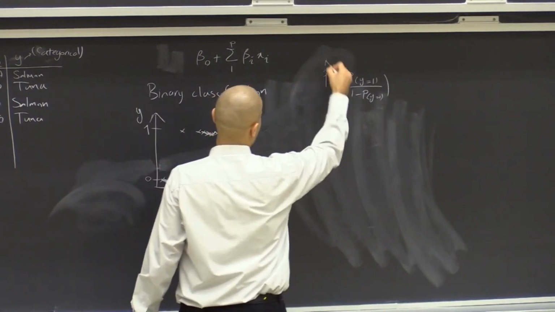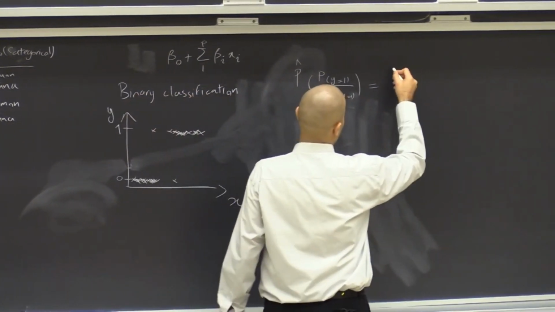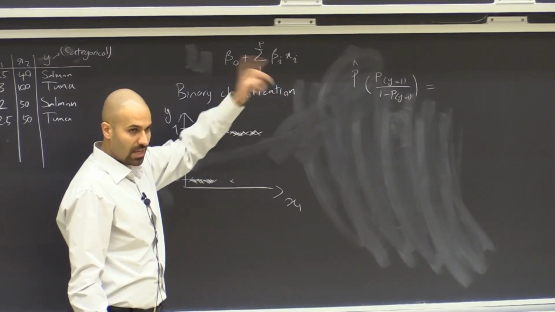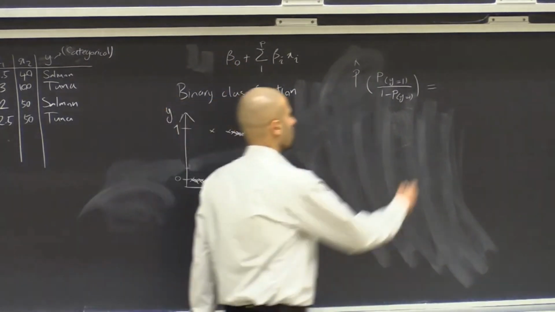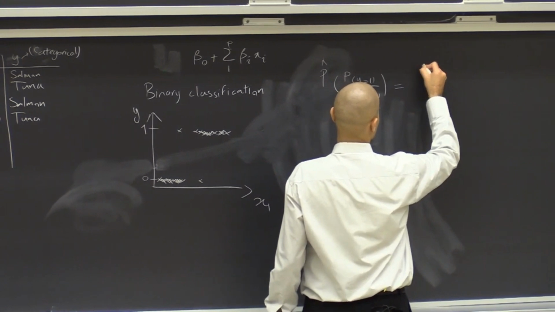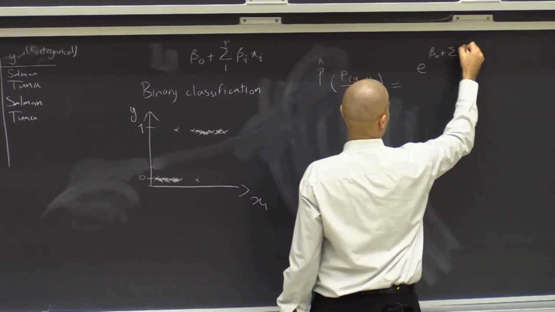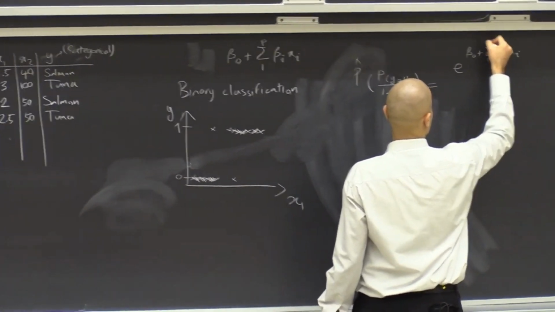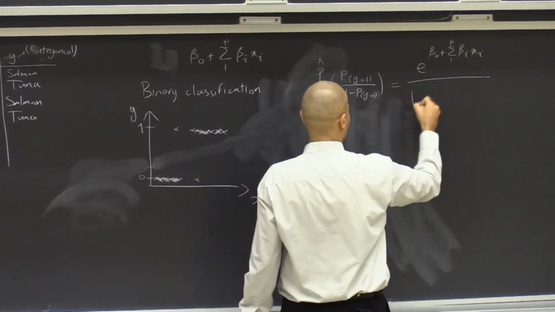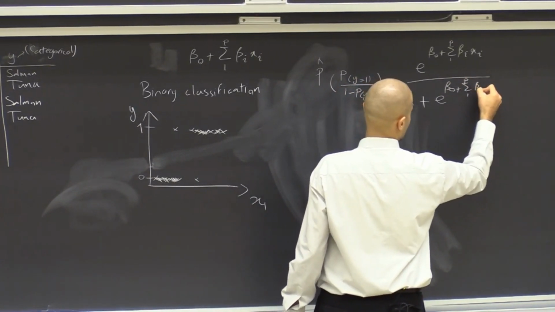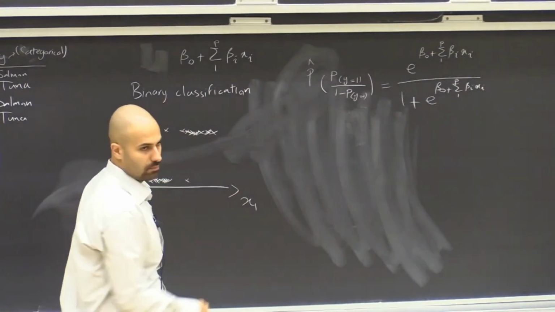This is what we estimate, and we estimate this by using an exponential function, meaning that we calculate this, but then we raise e, the Euler number, to this power. So in the numerator, we have e to the power of beta 0 plus the sum of beta i x i from 1 to p. And in the denominator, we have 1 plus this. So this is logistic regression.